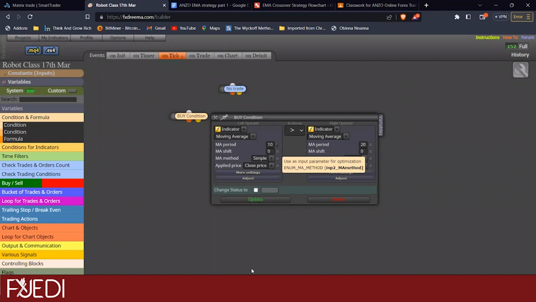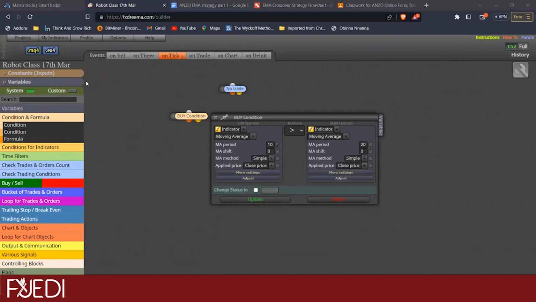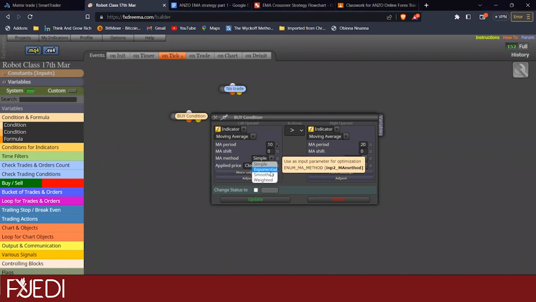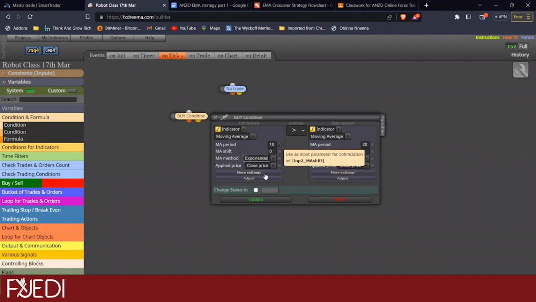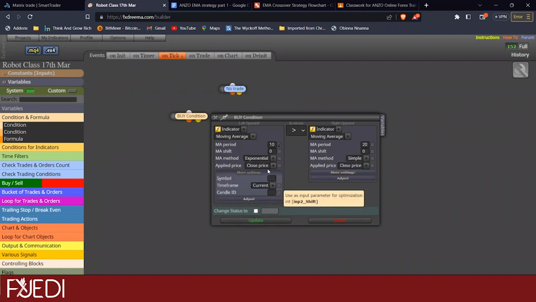Now, what type of moving average are we looking at here? We're looking for the exponential moving average. So we'll go to exponential. Now, remember, the recording of this class will be made available. So if you miss any part, you can always get access to it. And then under more settings, what you want to do is click on it. And then under candle ID, you want to make this 1.